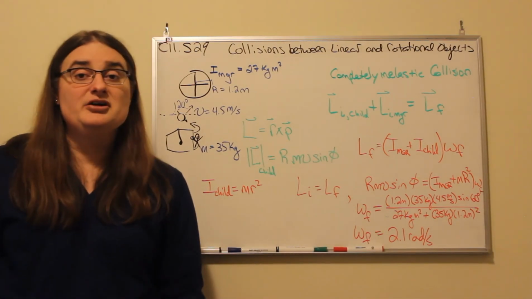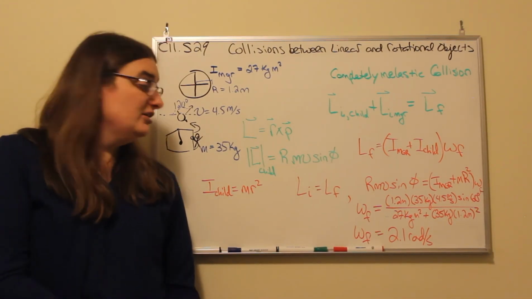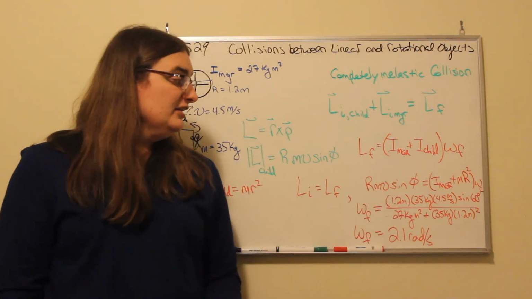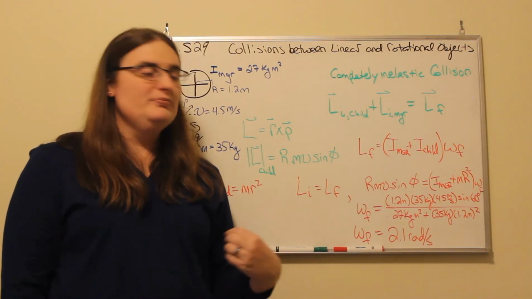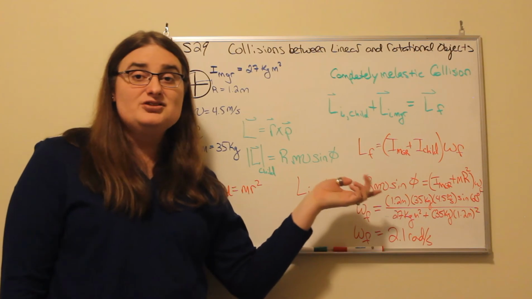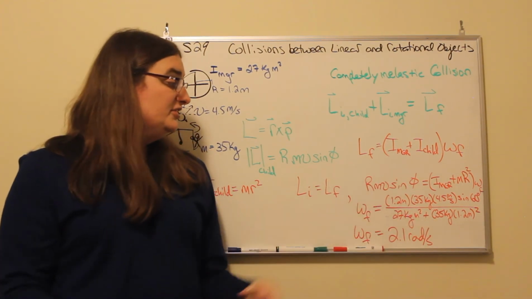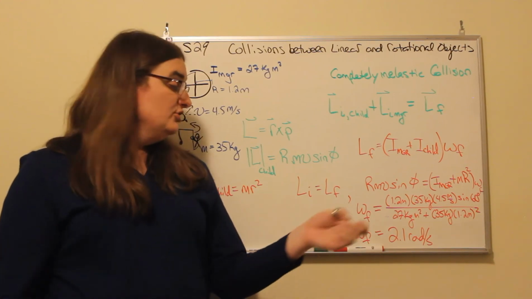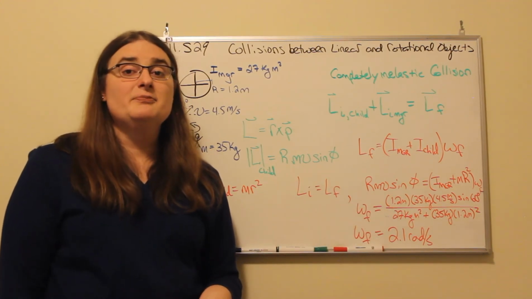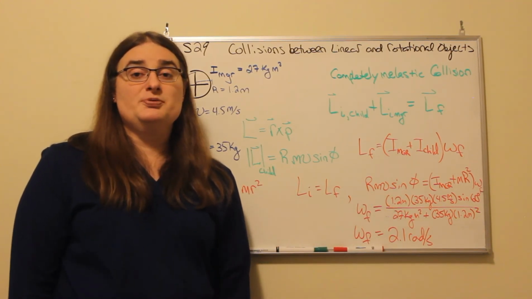As I said, the merry-go-round, 27 kilogram meters squared, 35 kilograms times 1.44 meters squared gets added to that, which is going to give us more than double the inertia that we started with. So our final angular velocity is going to be 2.1 radians per second.